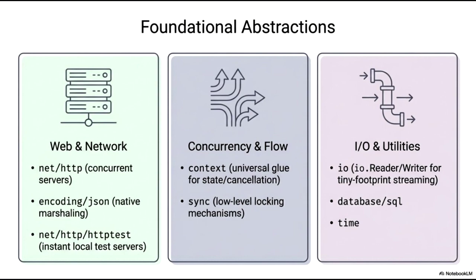Shifting to concurrency and flow, we have the context package, which acts as a universal glue for managing state and the propagation of cancellation signals across distributed systems. When more granular control is required, the sync package offers low-level locking mechanisms to ensure thread safety. Lastly, our I/O and utilities category highlights the elegance of the io package. By utilizing the io.Reader and io.Writer interfaces, Go achieves efficient, tiny footprint streaming that scales seamlessly. Rounding out this section are database/sql for standardized database connectivity and the comprehensive time package for precise temporal operations.